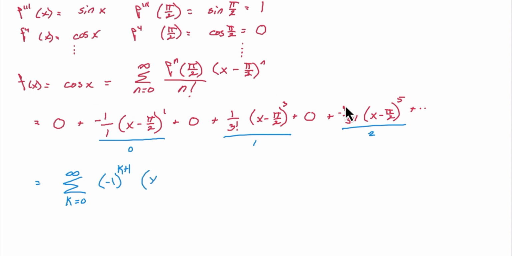We also have x minus pi halves to a power. And recognize what those powers are. We have 1, 3, 5. The next one would be 7. Those are odd powers, and the rule that we use for odd would be 2k plus 1. Notice that the denominators, the factorials, are also odd numbers. So in the denominator, we can use 2k plus 1 factorial.